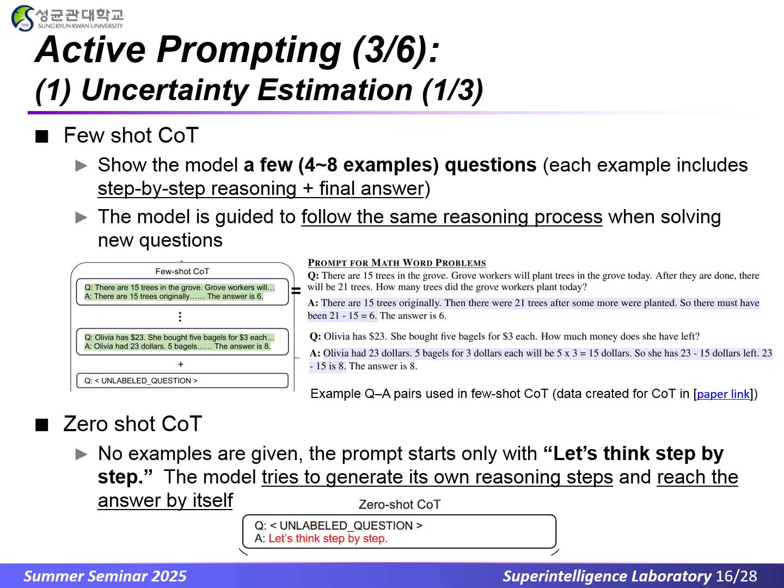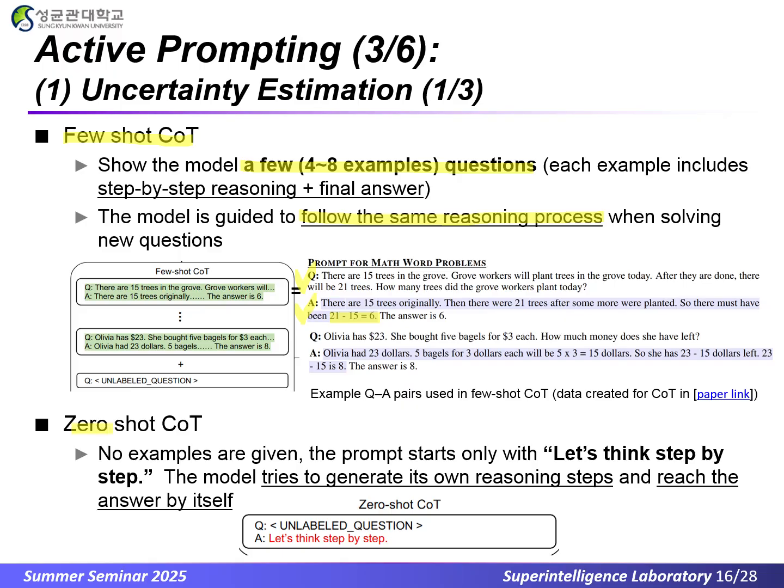Let's find out in more detail about the two styles used for the COT reasoning format. Using few-shot COT, a few QCOTA exemplars are added. For example, Q: there are 15 trees in the grove, and so on. And the answer is A: there were 15 originally. Then there were 21 after some more were planted. So 21 minus 15 equals 6. The answer is 6. This teaches the model to follow the same step-by-step reasoning process when solving new questions.